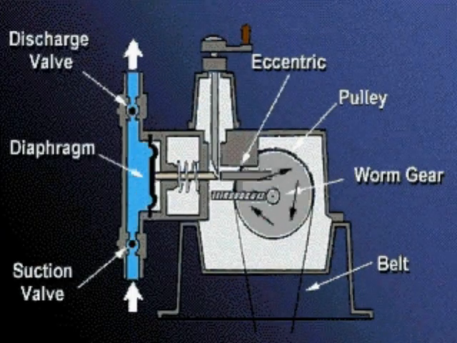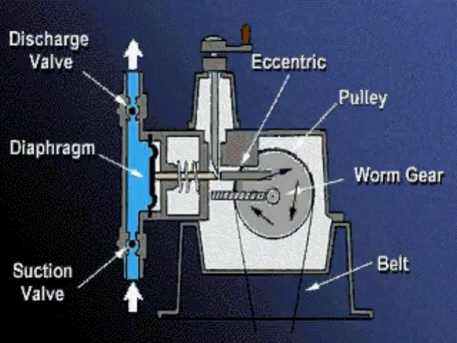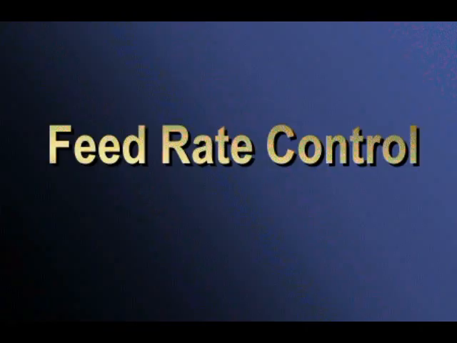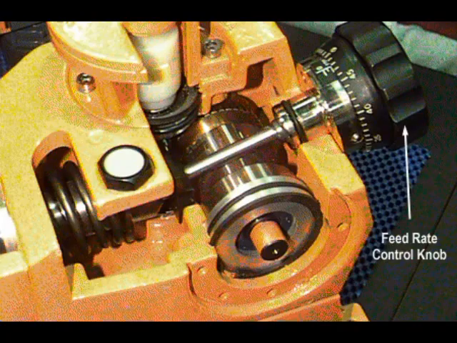The flow of liquid through the suction and discharge valve is similar to that described for other pumps. With this pump, however, the ball valves must be in a vertical position to operate properly. The feed rate can be controlled in two ways. The feeder can be equipped with two 3-step pulleys. Changing the belt from one step to another will change the rotation of the eccentric, changing the number of strokes per minute. The length of each stroke can also be altered with a feed rate control knob. This method pushes a wedge against the rod pushing the diaphragm, shortening the length of the stroke. The pump must be operating to adjust the feed rate.